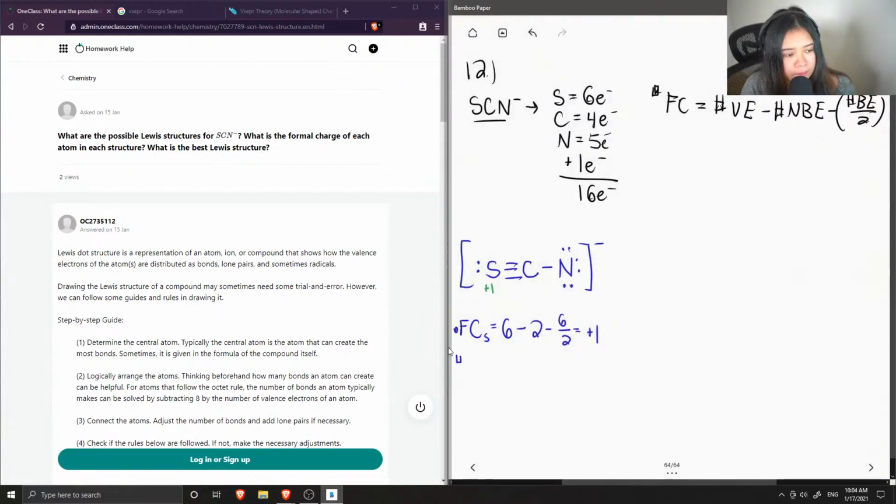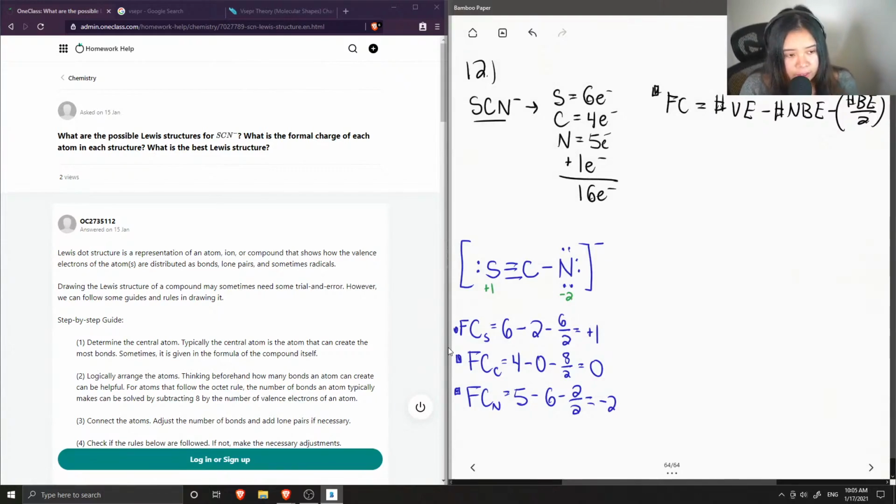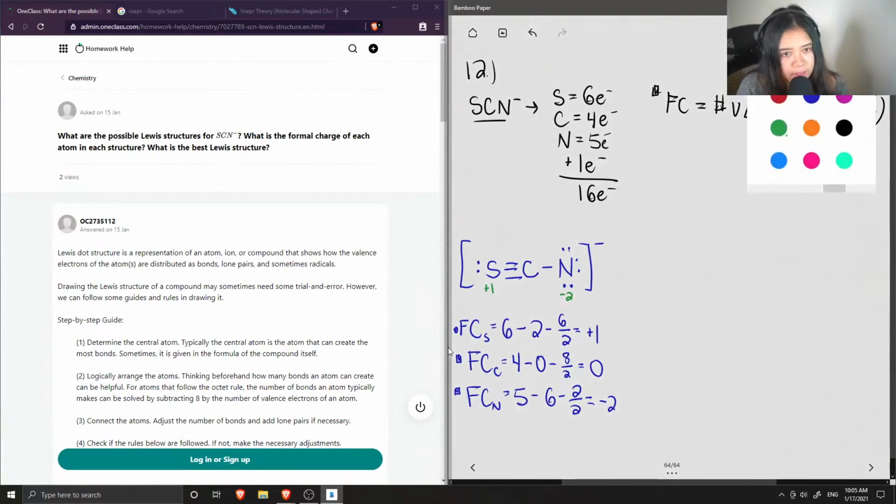And the carbon will have 4 valence electrons minus 0 non-bonded electrons minus 8 bonded electrons divided by 2, which is 0. And for the nitrogen, there are 5 valence electrons, 6 non-bonded electrons, and 2 bonded electrons divided by 2. So 5 minus 6 minus 1 is -2. So this nitrogen has a -2 formal charge, and the sulfur has a +1 charge, so that's why the overall charge of this ion is -1.